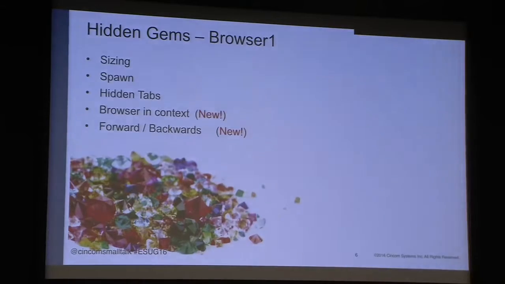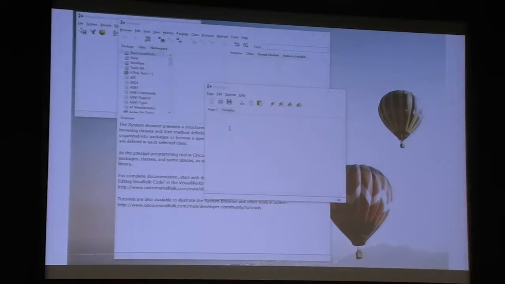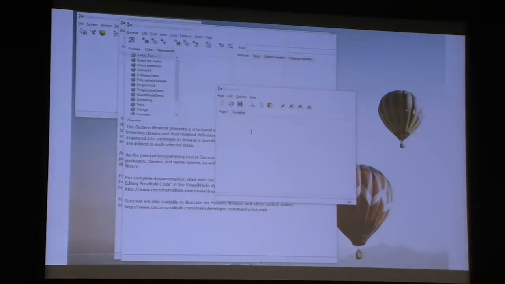A typical problem in Smalltalk is you end up opening lots and lots of windows. One means of addressing that is the tabs, or actually hidden tabs, built into these browsers. So you can basically have many browsers within one window and move between those. I talked about browser in context. I'll show you that when we move over to the image. And forward and backwards, I'll show you that also. I'm going to skip through the screencast that we saw this morning.